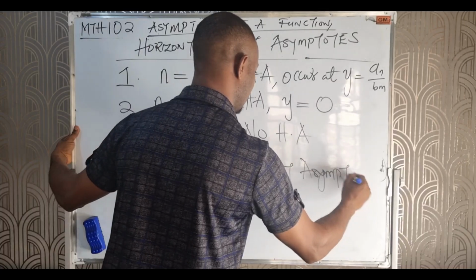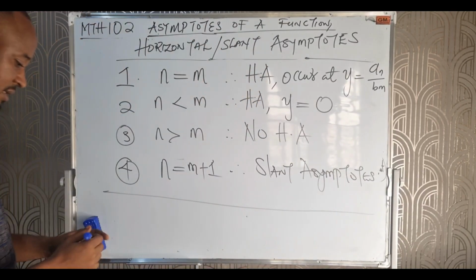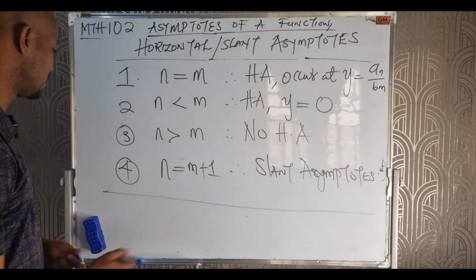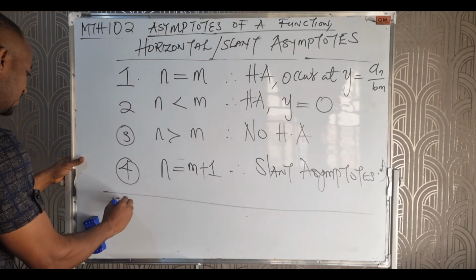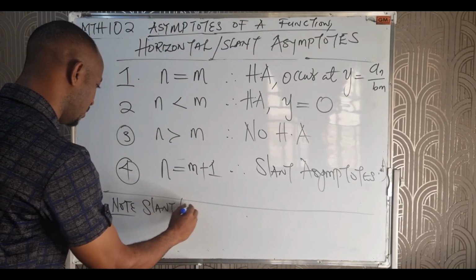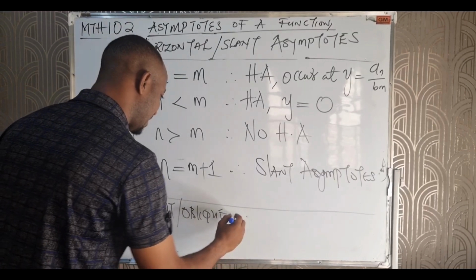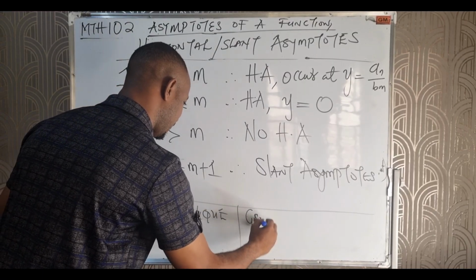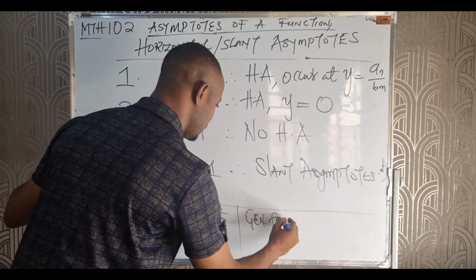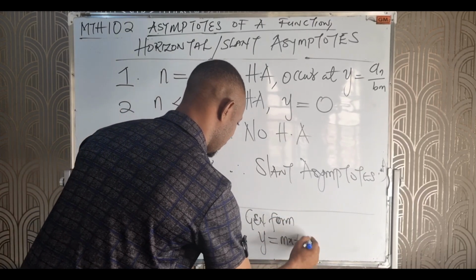This is just how to differentiate between horizontal and slant asymptotes. But don't forget that slant or oblique asymptotes have a general form. The general form is y equals mx plus c.